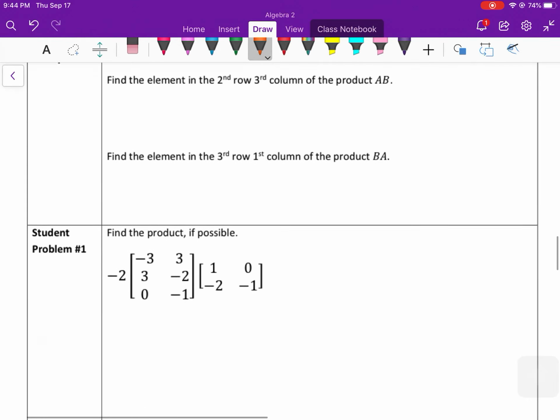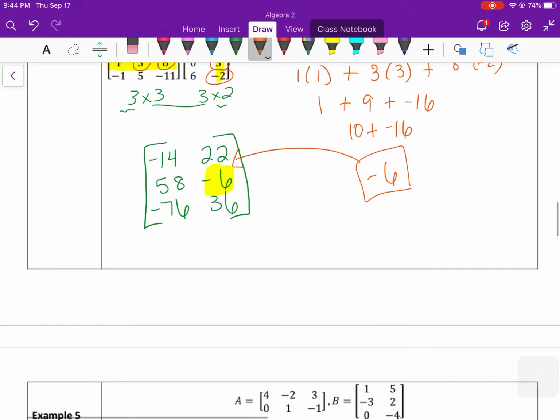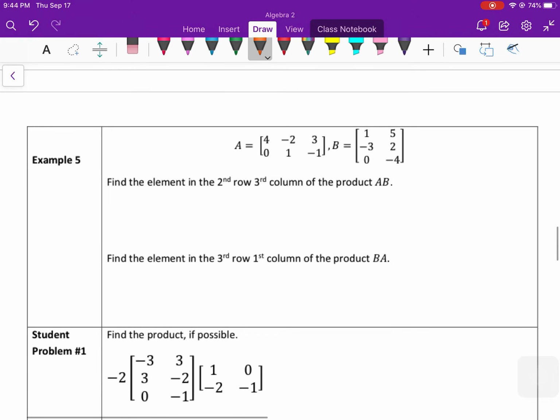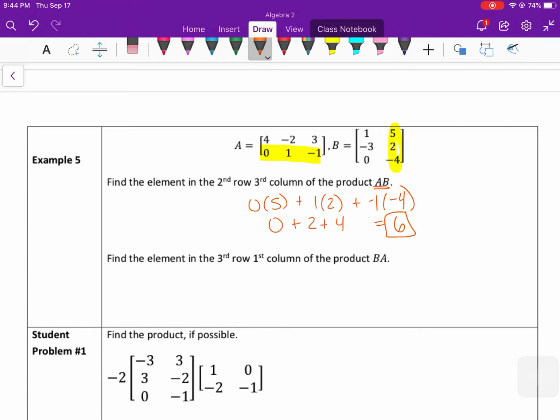Okay. So here, if I want the element in the second row, third column of this product, I'm just looking for you to multiply the second row by the third column. So kind of like I just did up there. So it'd be 0 times 5 plus 1 times 2 plus -1 times -4. That'd be 0 plus 2 plus 4. In the answer, the second row, third column would be 6.